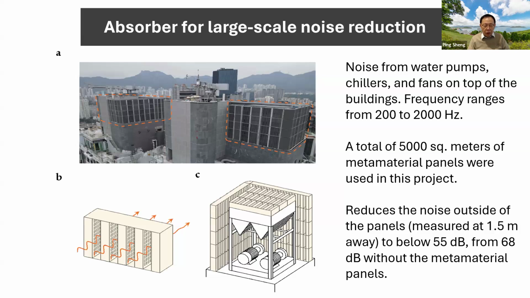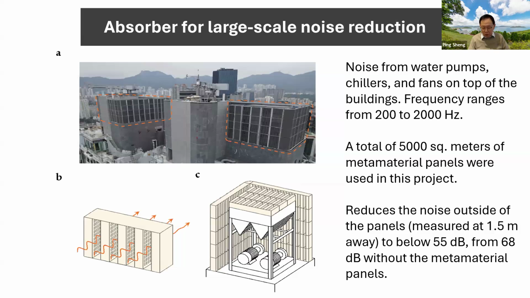And they can reduce the noise outside of the panels, measured at 1.5 meters away, to below 55 dB. Now, 55 dB is usually regarded as very good. So no noise can be transmitted outside of the panels. And if you use rock wool, the traditional absorber, it is 68 dB. So there's a 13 dB difference. So it is very significant.